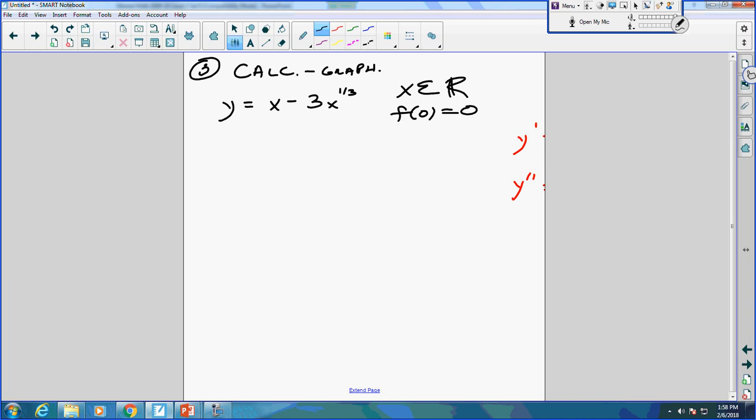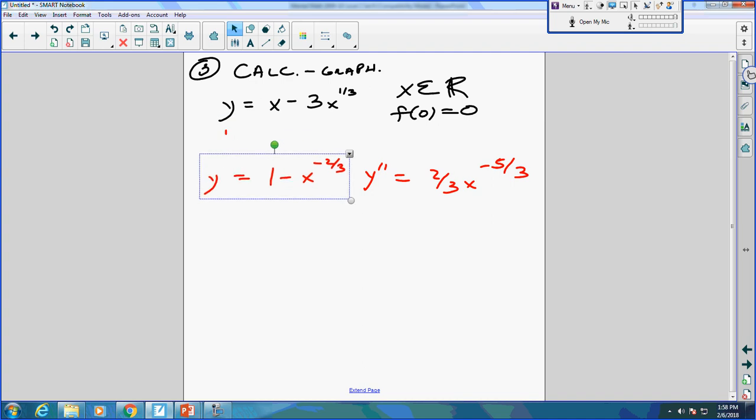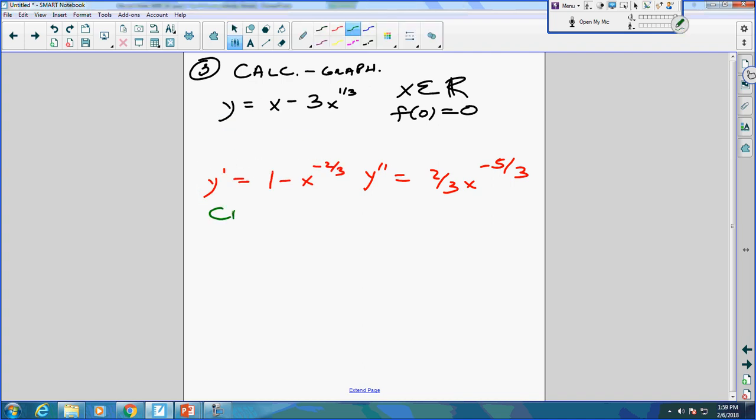So I take the derivative, and I get y prime. I guess it was 2 things. Y prime is 1 minus x to the negative 2/3. And before I think too much and do some editing, I take the next derivative, which is y double prime equals positive 2/3 x to the negative 5/3. I'm going to deal with the critical points first. Critical points occur when y prime equals 0 or is undefined. When I do this, then I get this.